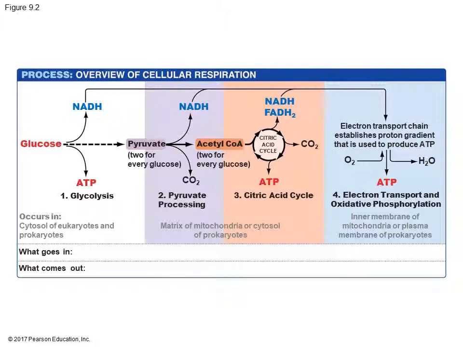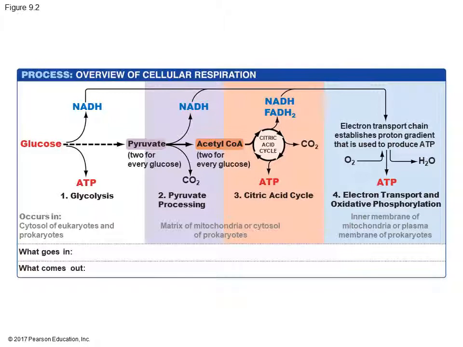Step 2 is pyruvate processing, and notice here it says it happens in the mitochondria or in the cytosol of prokaryotes. So what goes in? Well, pyruvate goes in, and there's 2 for every glucose molecule. What comes out? More electrons carried by the carrier NADH, acetyl-CoA, and CO2.